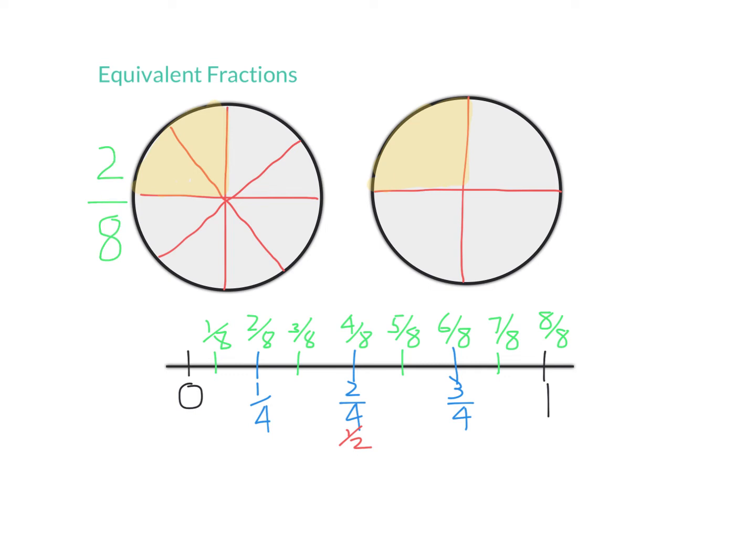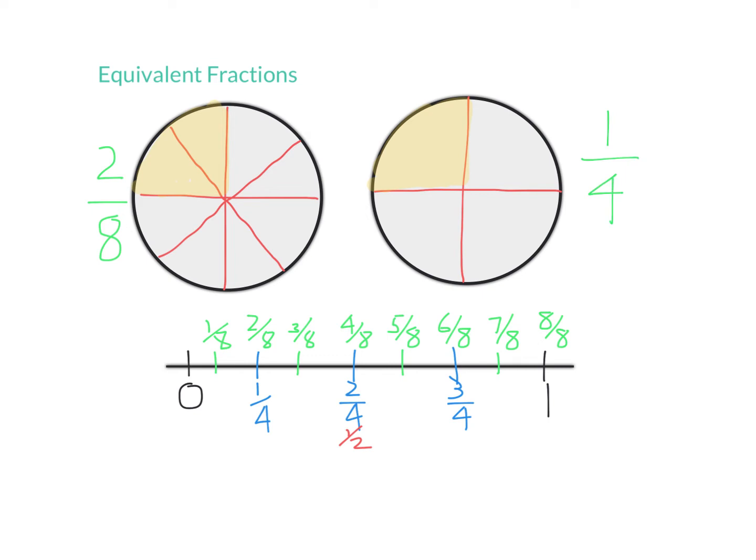A fraction is just a number divided by another number. So the top number is called the numerator. That's how many pieces you get. So here I've got 2 pieces. The bottom number, the denominator, tells you how many pieces you have in total. So this is basically saying that I've shaded in 2 out of 8 pieces. Whereas over here, I've shaded in 1 and there are 4 pieces in total.